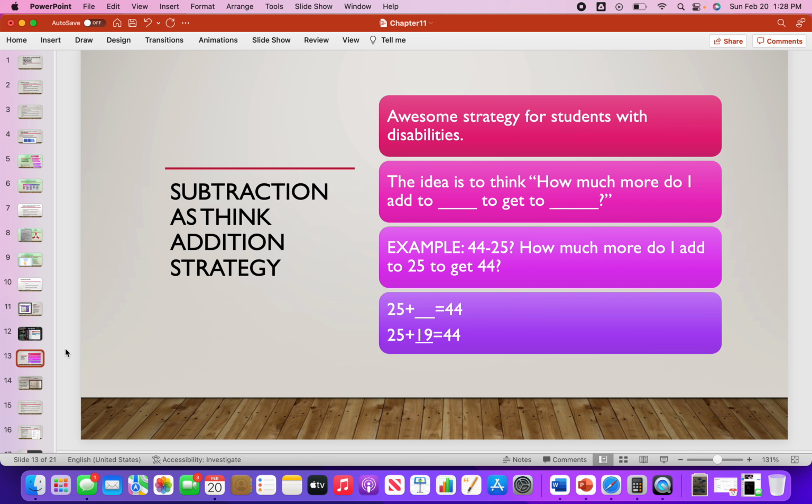Subtraction as think addition strategy. It's an awesome strategy for students with disabilities. The idea is to think, how much more do I add to blank to get to blank? And you fill in those blanks. Example, 44 minus 25, you would think of it as, how much more do I add to 25 to get to 44? And then you have students figure that out. And in this instance, the missing number was 19.